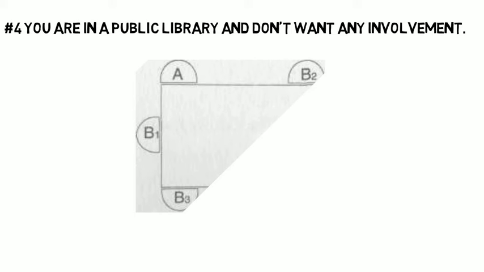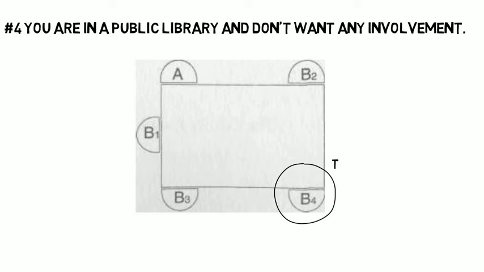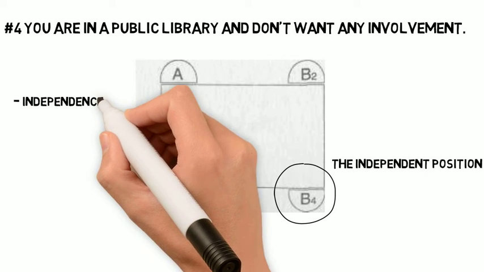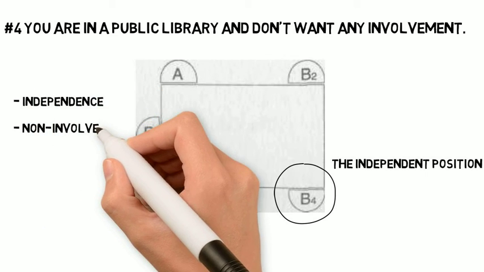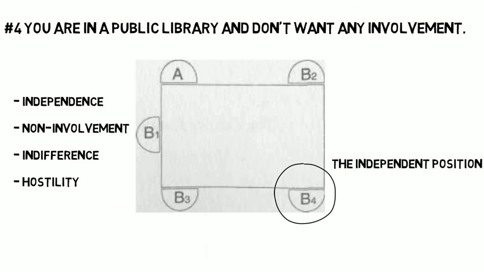Finally, you use the diagonal position, B4, in the library to communicate your independence or non-involvement. The diagonal position portrays lack of interest, and it was read by some as showing indifference or hostility. Avoid this position where open discussion between people is your goal.